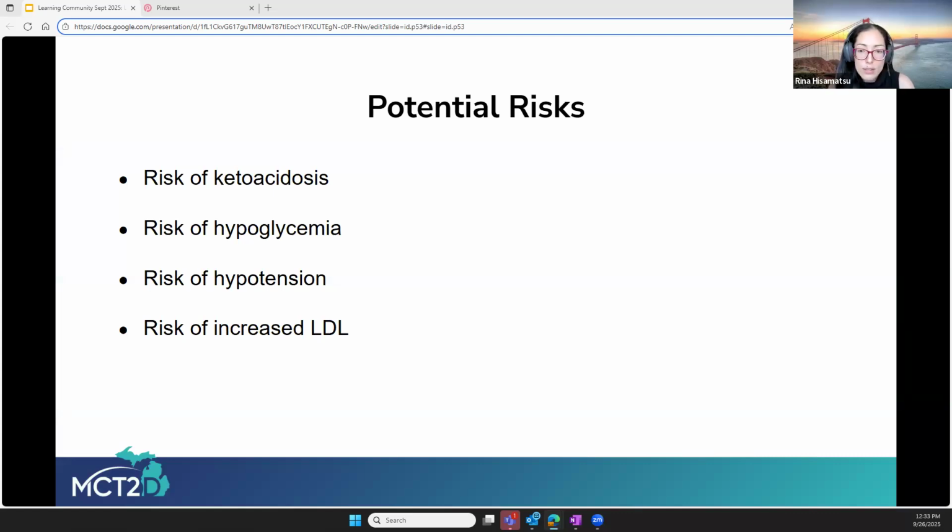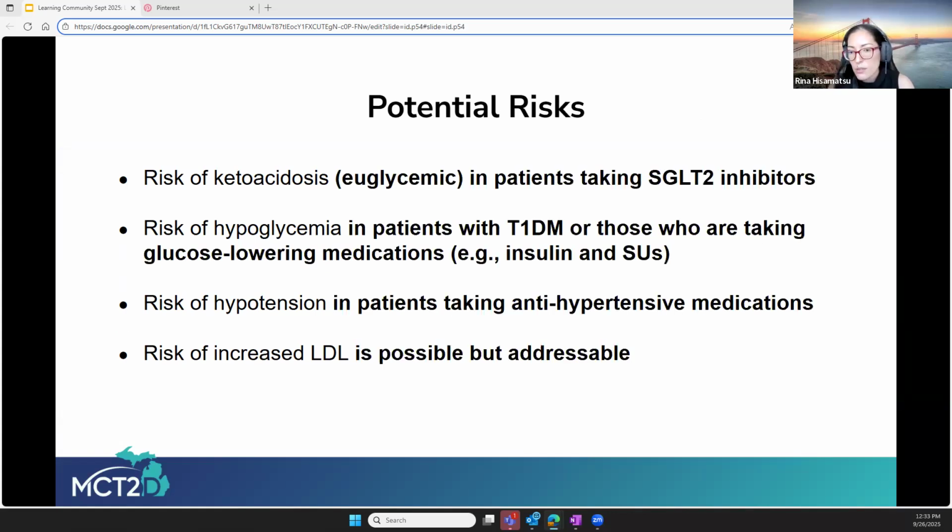There are potential risks that people may view as universal with VLCDs. However, these risks are usually limited to certain populations. For example, euglycemic ketoacidosis is usually in patients taking an SGLT2 inhibitor. The risk of hypoglycemia is usually associated with patients with type 1 or patients taking glucose-lowering medications like insulin or sulfonylureas. The risk of hypotension is usually associated with patients taking antihypertensive medications, and then also variations in LDL changes.